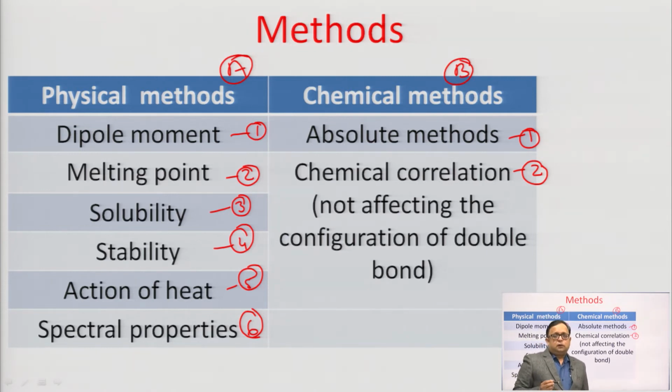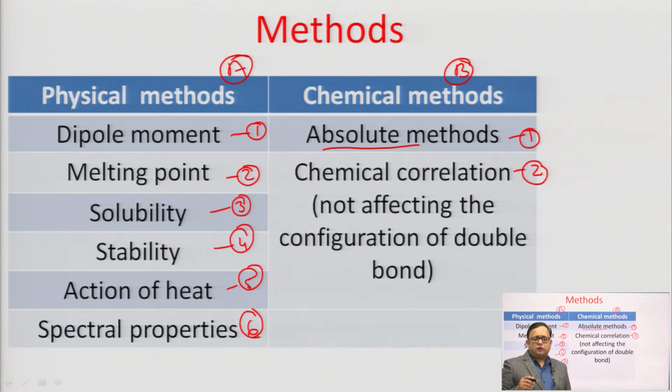Now, what is the basic difference between these two methods? In chemical methods, we have absolute methods and chemical correlation methods. In absolute methods, we are subjecting the given compound to various chemical reactions. So, we are destroying the nature of the compound, and it is better to say it is a destructive method. We use destructive methods in the absolute method to identify the configuration.